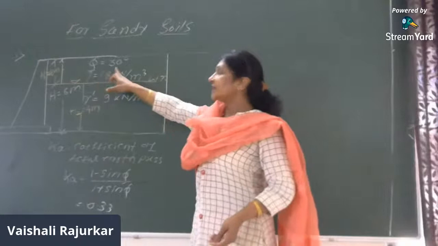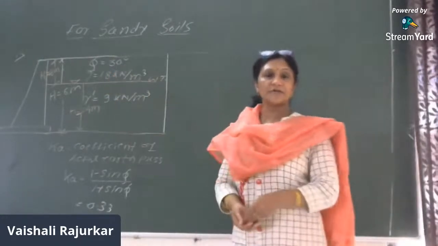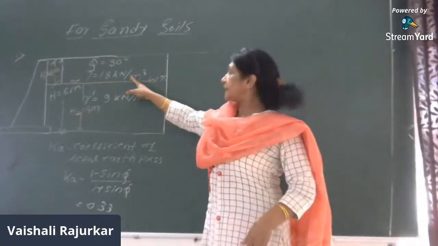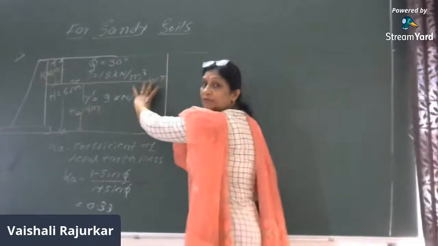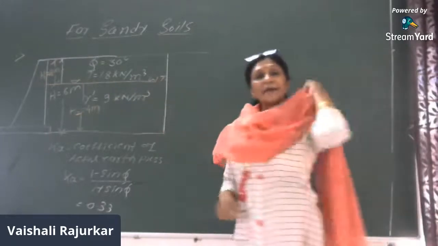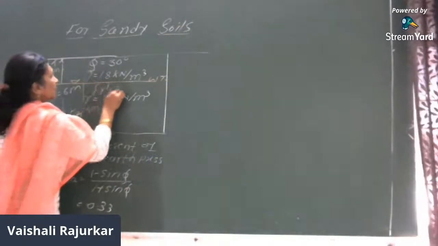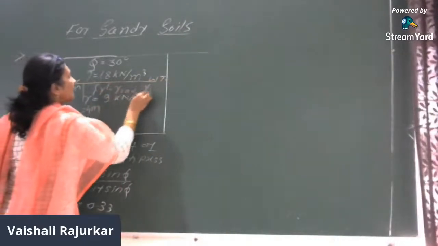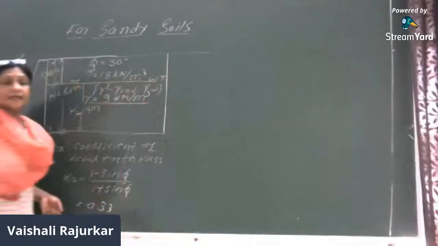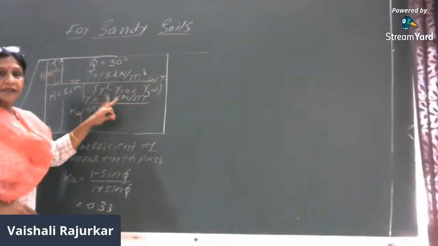The properties of the soil are given as phi is taken as 30°, that is angle of shearing resistance is taken as 30°. Density is taken as 18 kN per meter cube. Now, this portion of the soil mass becomes a submerged condition. Therefore, we have to consider the gamma submerged. Now, what is gamma submerged? Gamma submerged is equal to gamma saturated minus gamma W. But in this problem, the submerged unit weight is already given in the numerical, so we will just take whatever is given in the numerical.